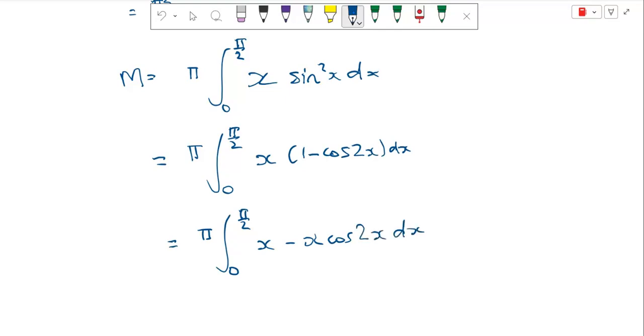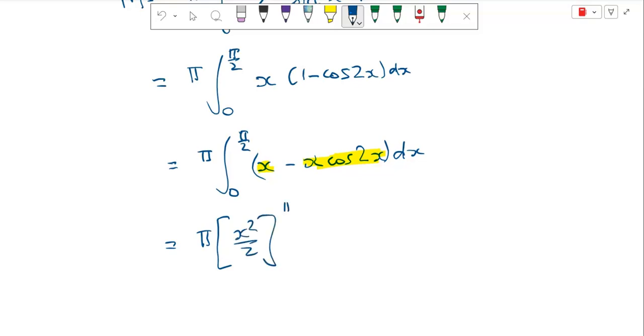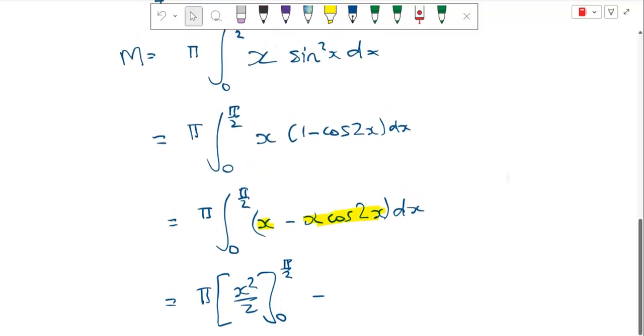Now looking at this, this bit here is going to be very easy to integrate. This is going to need integration by parts. So I'm going to get the easy bit done first. So we get equals pi times x squared on 2 from pi on 2 to 0 minus, let's have a look. I feel like I've lost a half in here somewhere, haven't I? Yeah, I've lost a half, guys. Let me just go back.